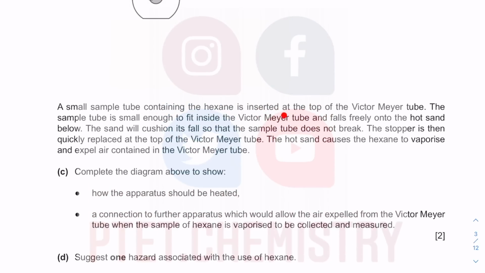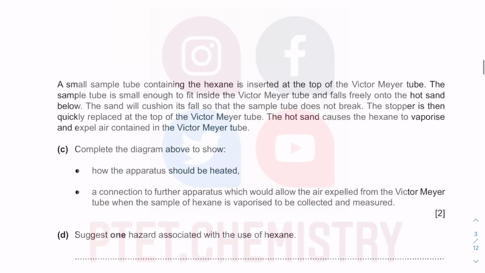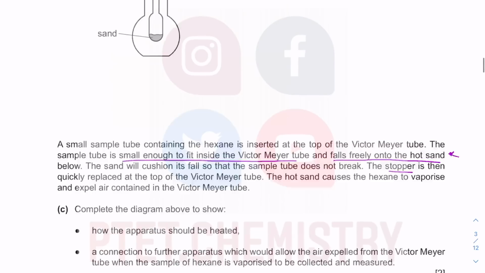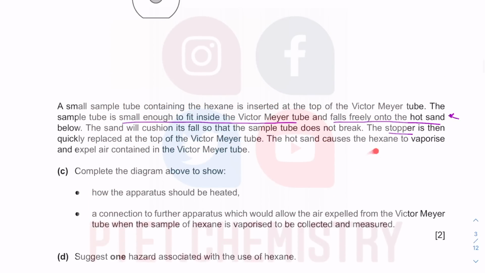So a small sample tube is inserted at the top of the Victor Meyer tube. That small sample tube is small enough to fit inside the Victor Meyer tube. You let it fall onto the sand, which is hot. The sand will cushion its fall because you're putting glass into glass, so you don't want the glass to break. Okay, so the stopper is then replaced. You need a stopper because you do not want the gas that gets vaporized to escape out the top, because then whatever gas you collect, the volume won't be accurate. The hot sand causes the hexane to vaporize.